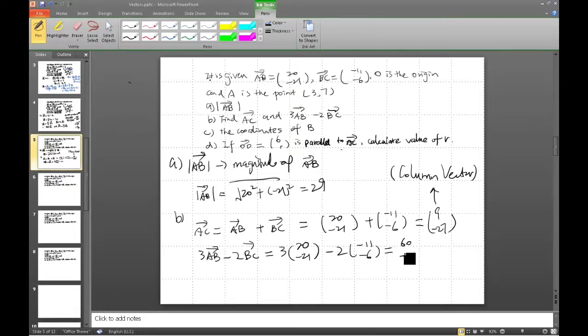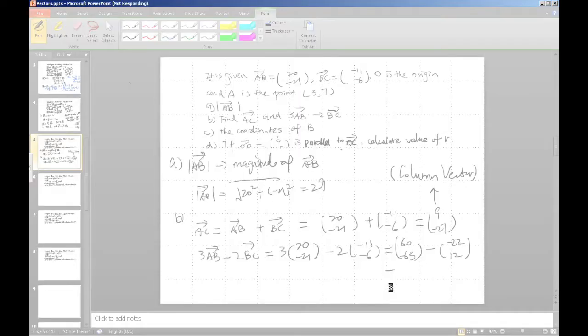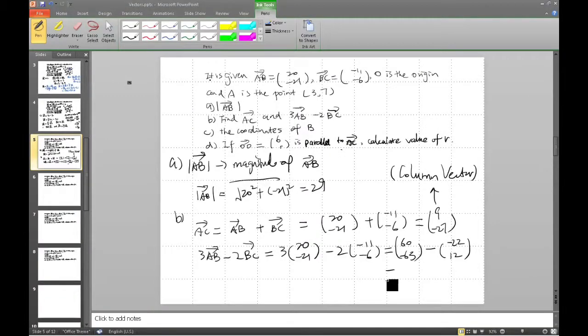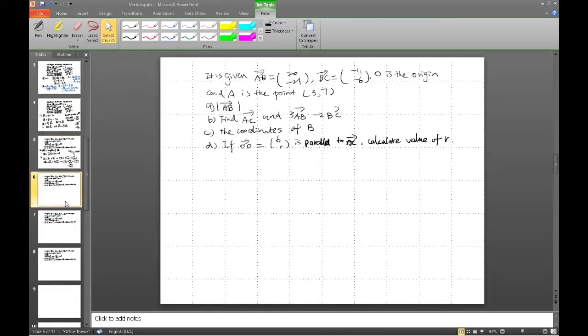So therefore, we multiply the 3 in, and we also multiply the 2 in, and we have the following values. And therefore, we just add them up. Therefore, 16 minus 22, we get 82. Minus 63 minus 12, we get minus.